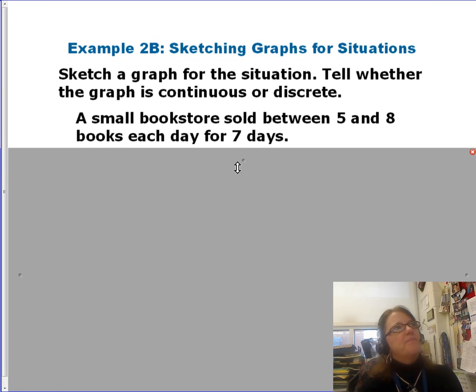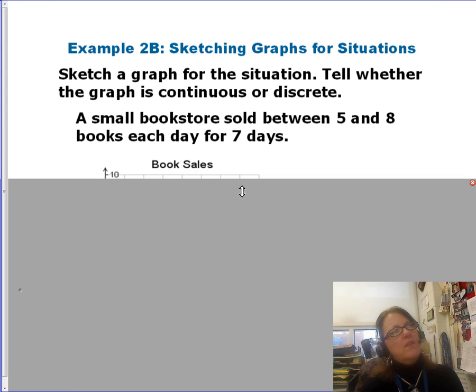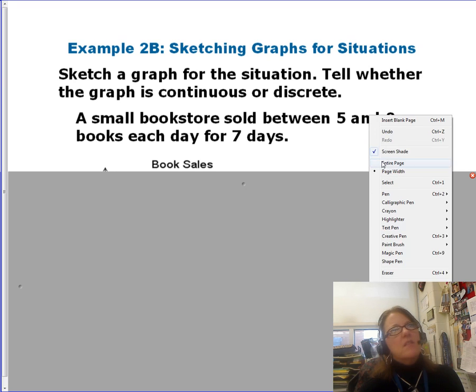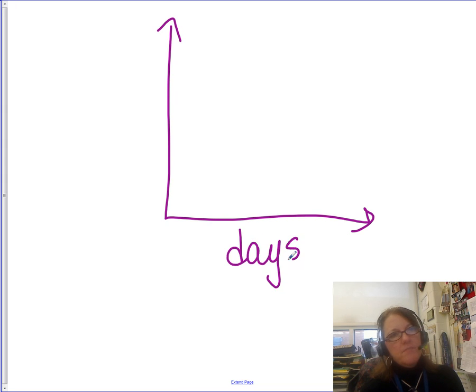What about this one? We have a bookstore, and the bookstore is going to sell between 5 and 8 books each day for 7 days. Okay, so what could happen is, let's think about this. I'm going to put a blank page in here. Usually you put the time on the bottom, so we'll have days there, and then we're going to have the number of books.